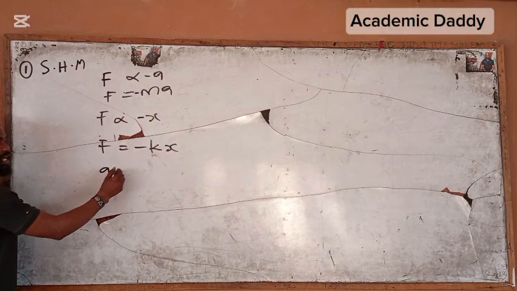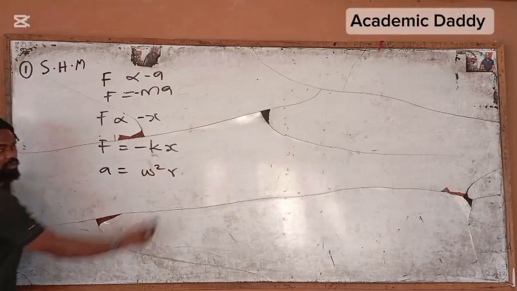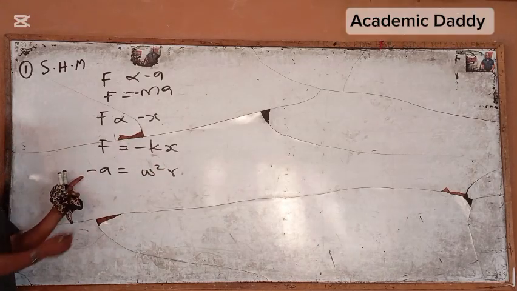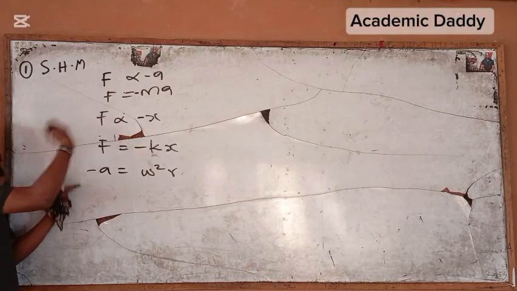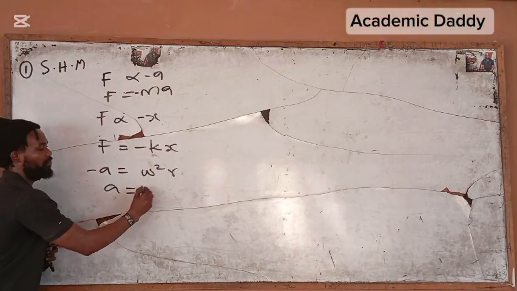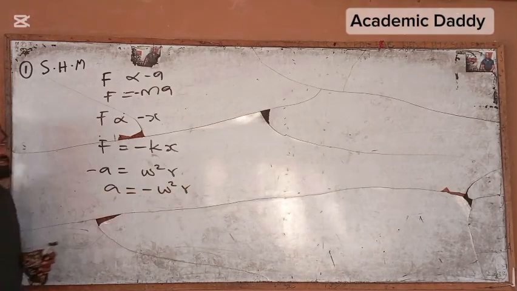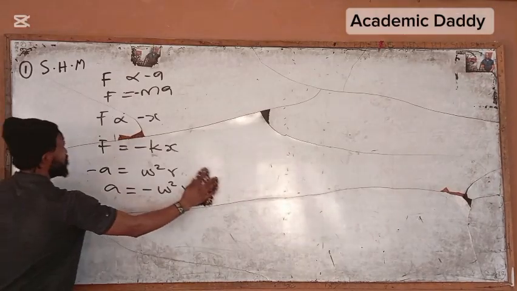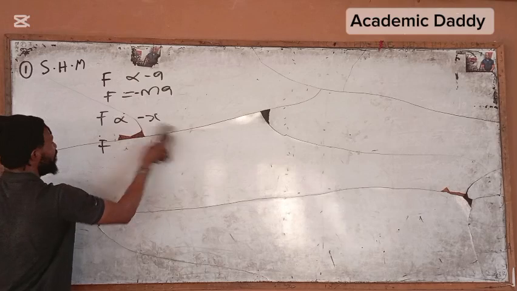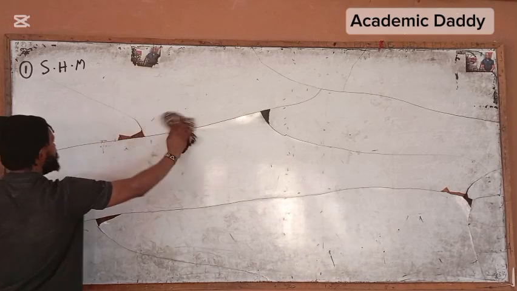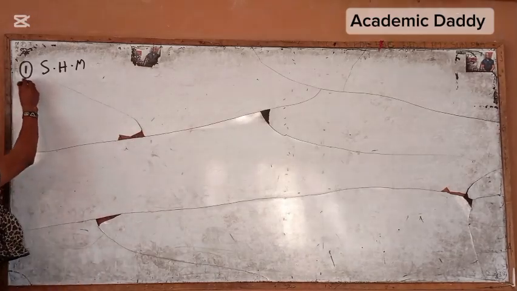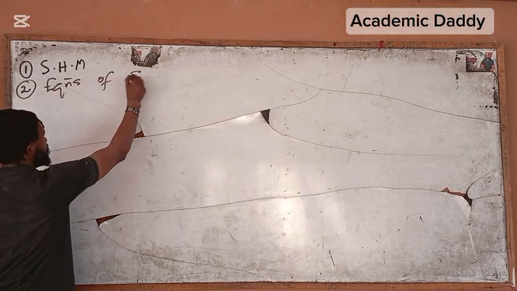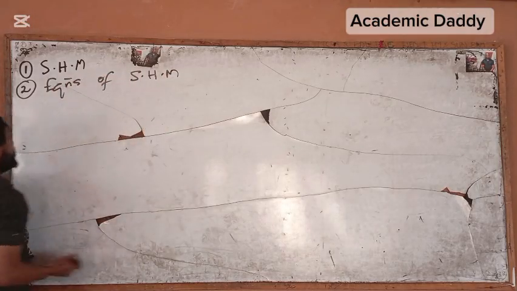Then we also remember that A is equal to W square R from circular motion. We derived this. Since this is minus A for simple harmonic motion, if we cross over, A is equal to minus W square R. These are the things we derived. So the second thing is the equations of simple harmonic motion. We've derived the equations of simple harmonic motion. Number 2, equations of simple harmonic motion.